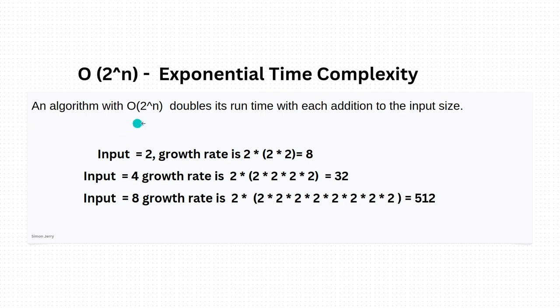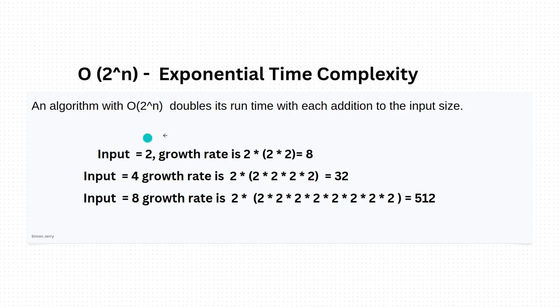An algorithm with the big O of 2 raised to power n doubles its runtime with each addition to the input size. In simple terms, it means that the calculations performed by an algorithm double every time the input size grows. When an input has been added, the growth rate doubles and the algorithm iterates across all possible input elements. So when an input unit is increased by 1, the number of operations executed is doubled.